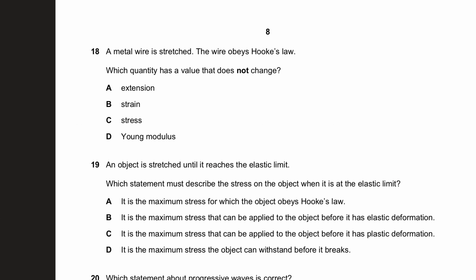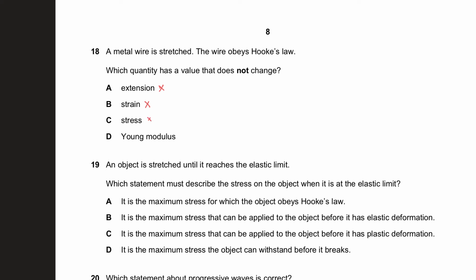Question 18 says, a metal wire is stretched. The wire obeys Hooke's law. Which quantity has a value that does not change? So extension. When the wire is stretched, the extension will change. Strain. Strain is extension over original length. So even though the original length is a constant, because the extension changes, the strain changes too. Stress, which is force over area. The force will change because the wire stretches because there is an increasing force. So the stress changes too.